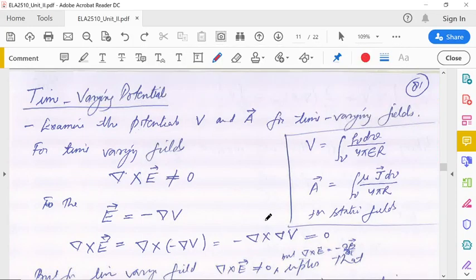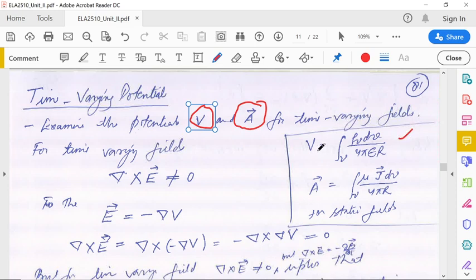So in this lecture, we will study the time varying potential, and we know that there are two types of potential. One is called the electric potential V, which is a scalar quantity, and another is the vector magnetic potential, which is a vector. It is given in the name. For the static fields, if the fields are static, these potentials are given by these two expressions.